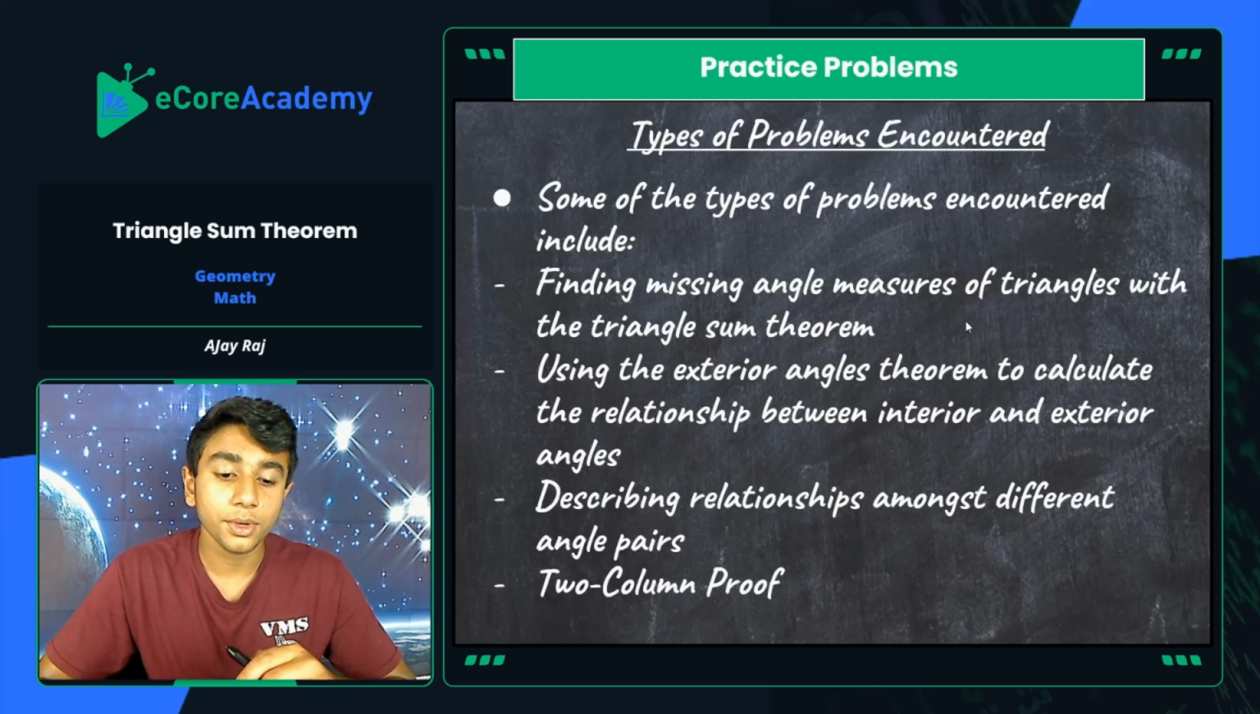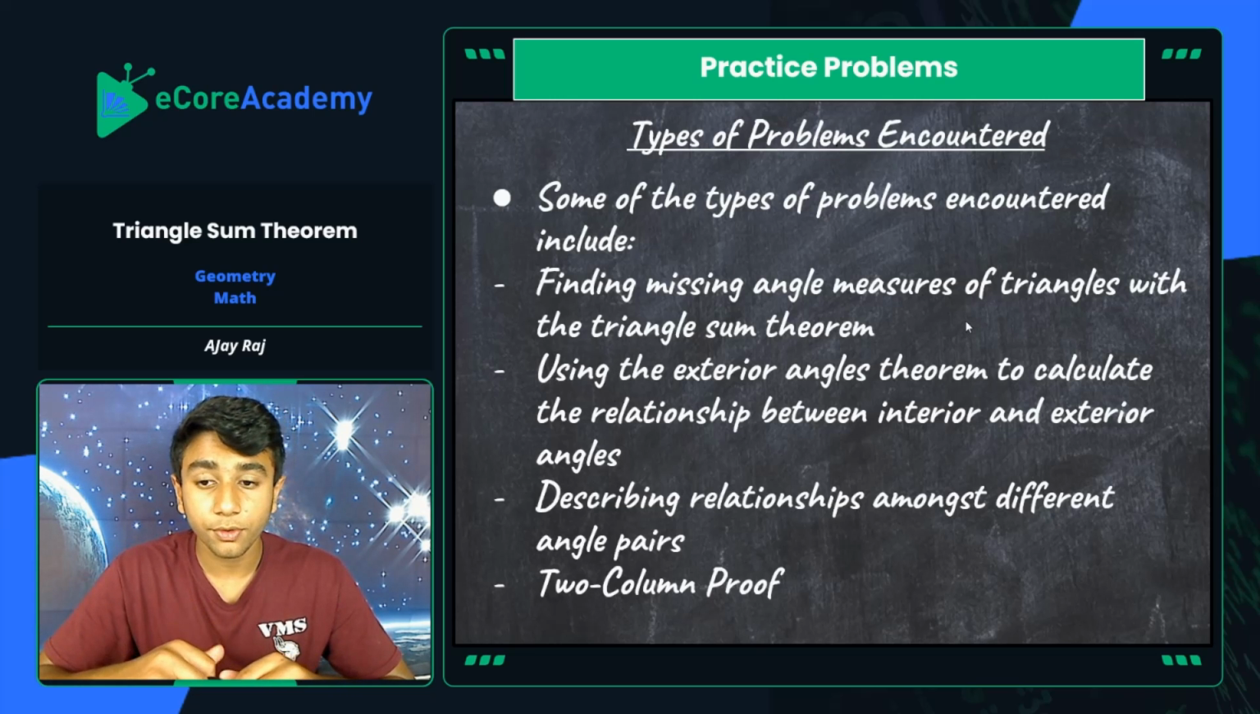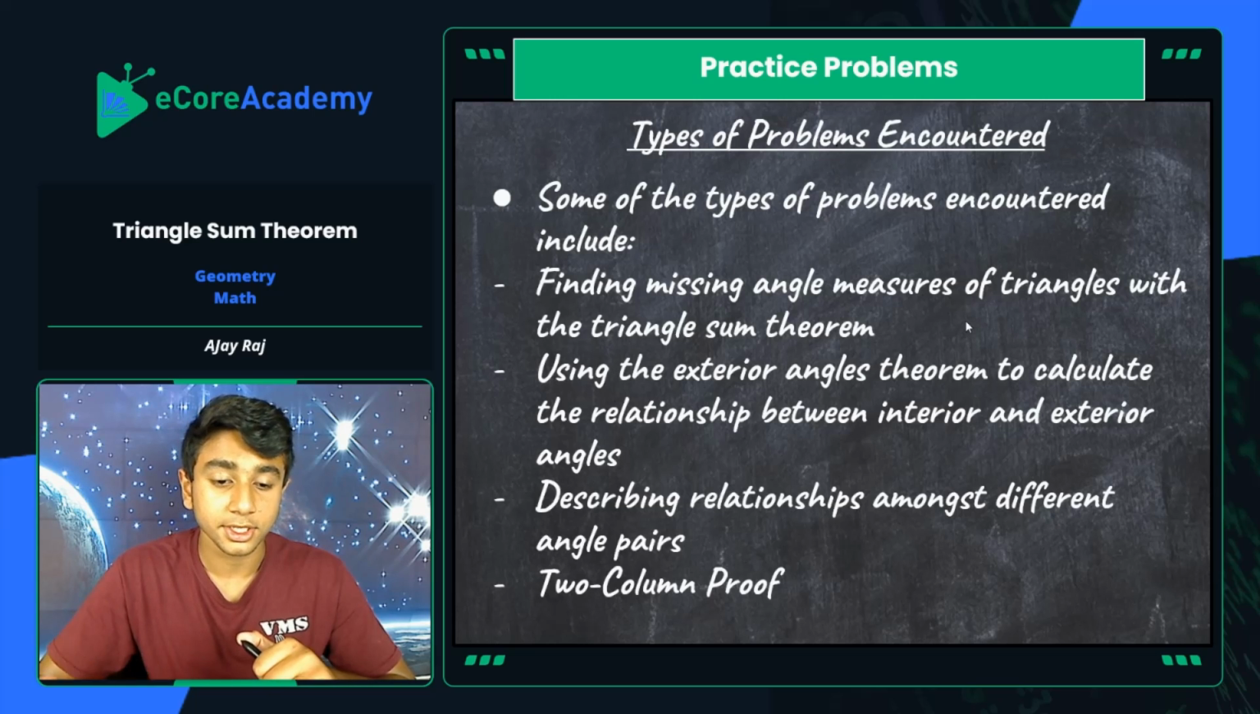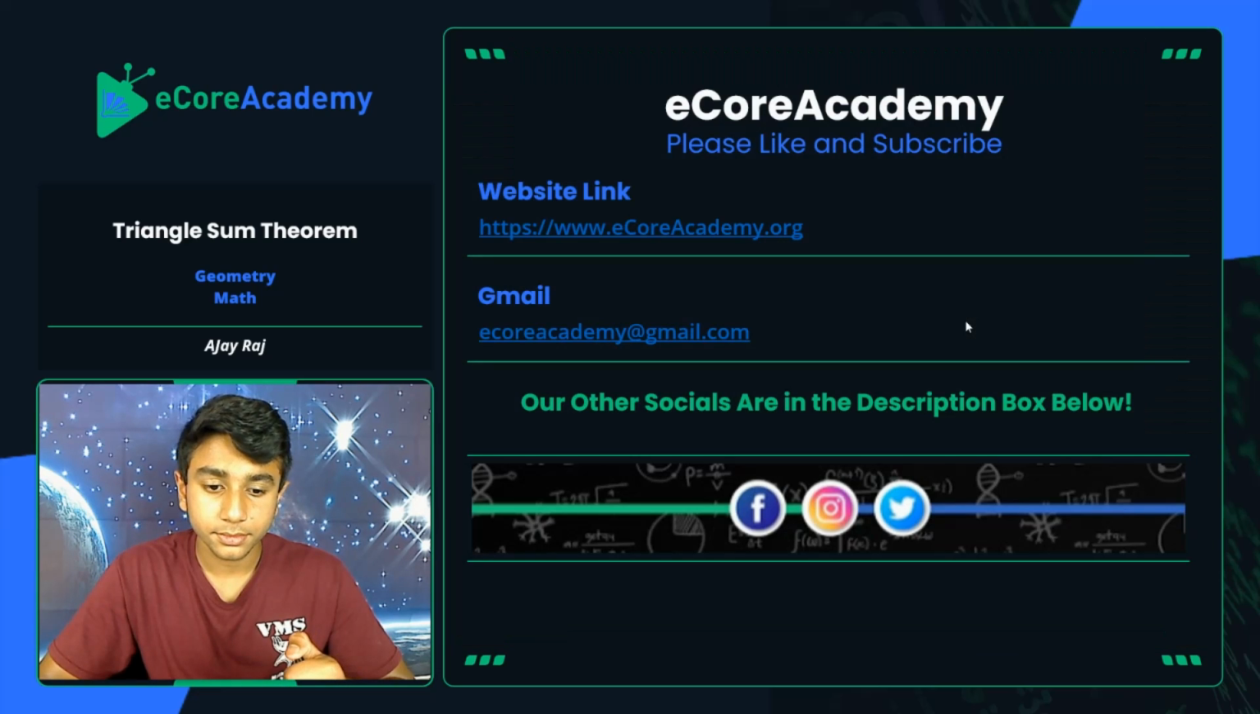And finally, you can always use these concepts in a two-column proof. You can use the triangle sum theorem itself in a two-column proof, and that's very important. You can use it to justify certain reasoning for why you subtracted certain values from 180 degrees to calculate missing angle measures in given triangles by using the triangle sum theorem in two-column proofs.